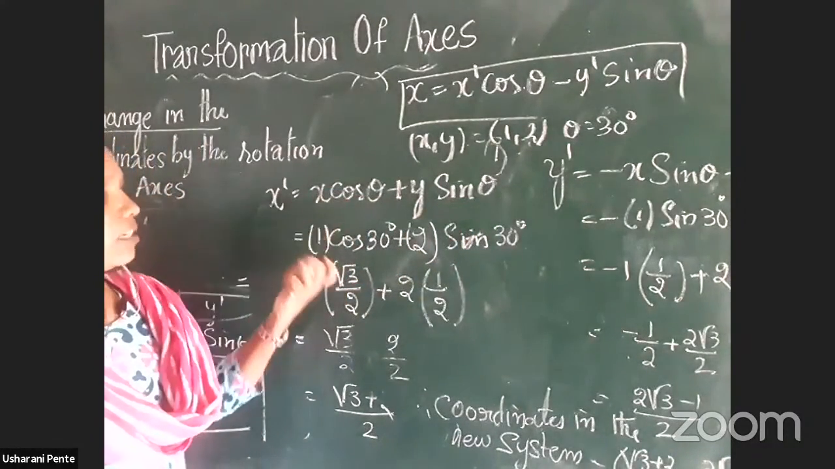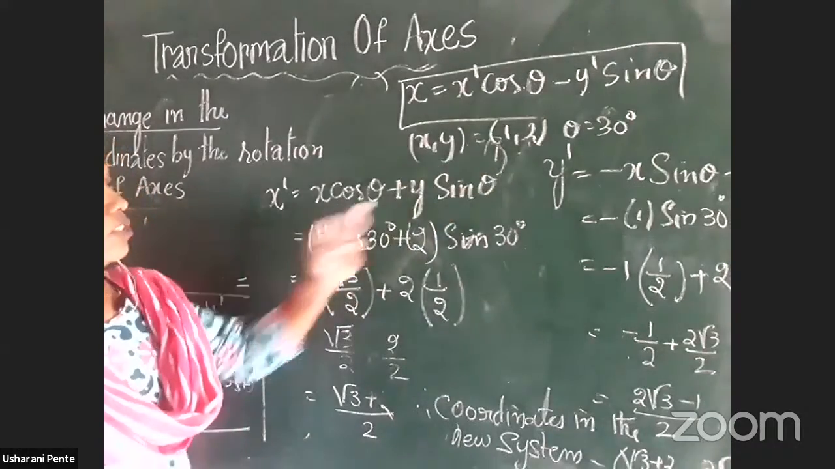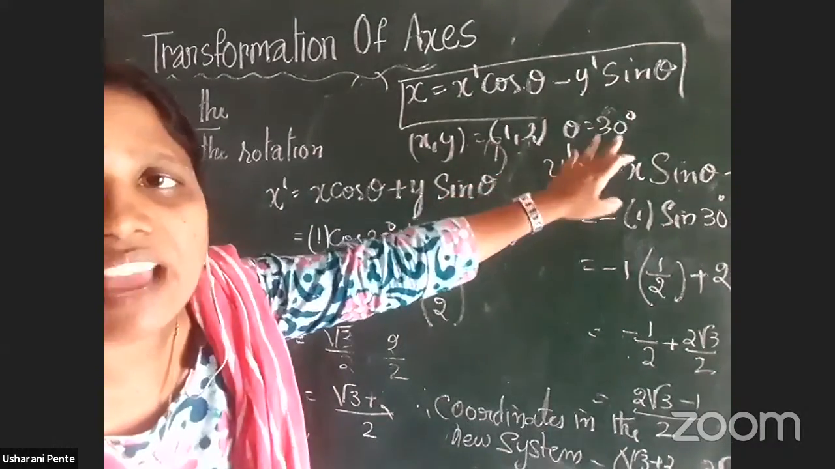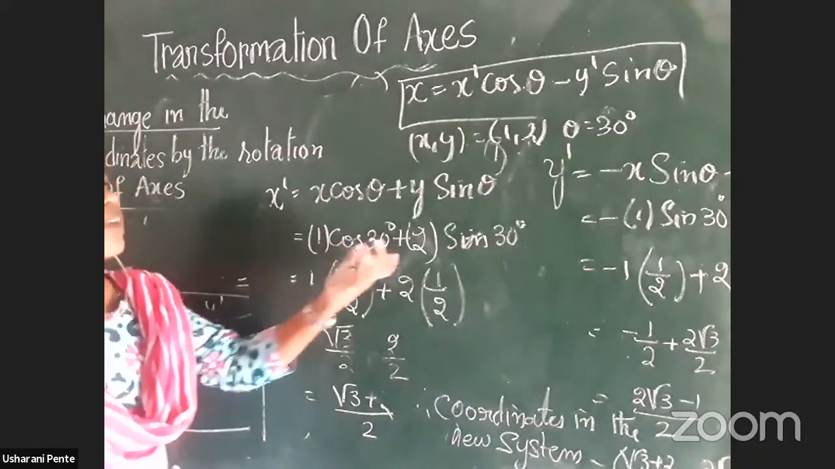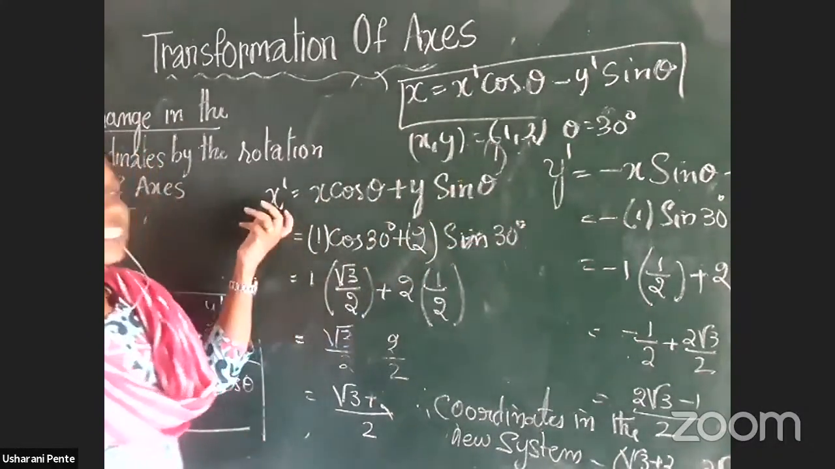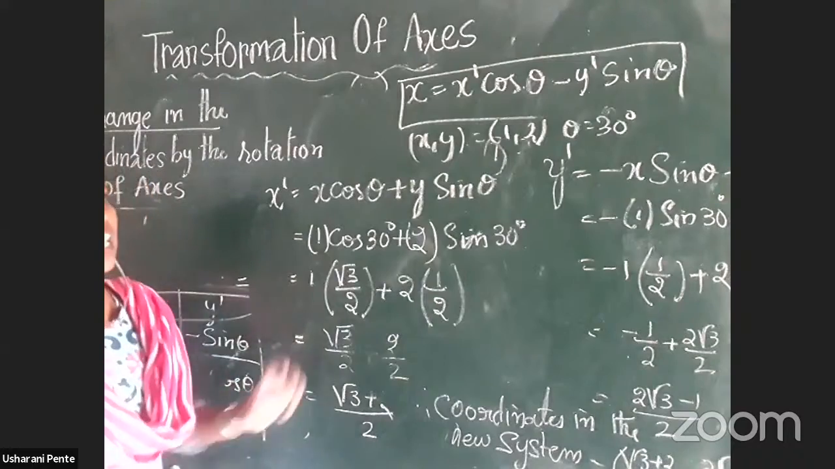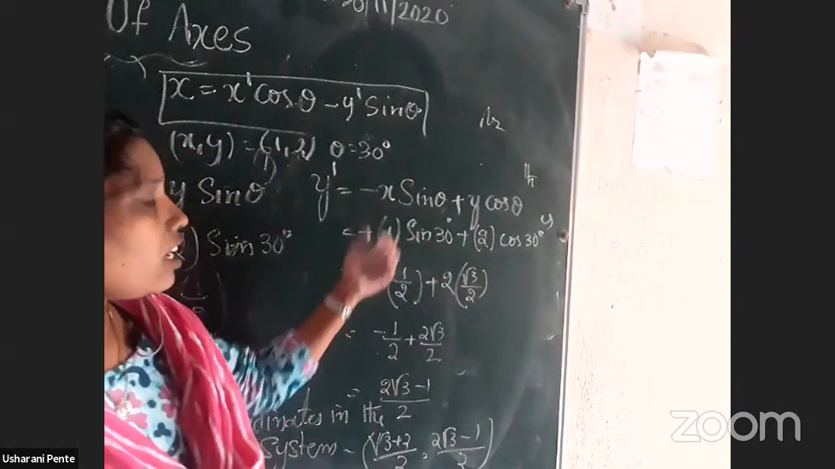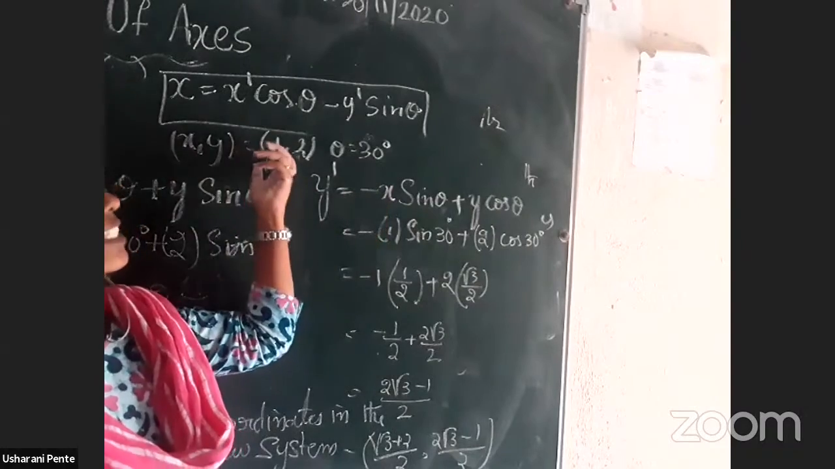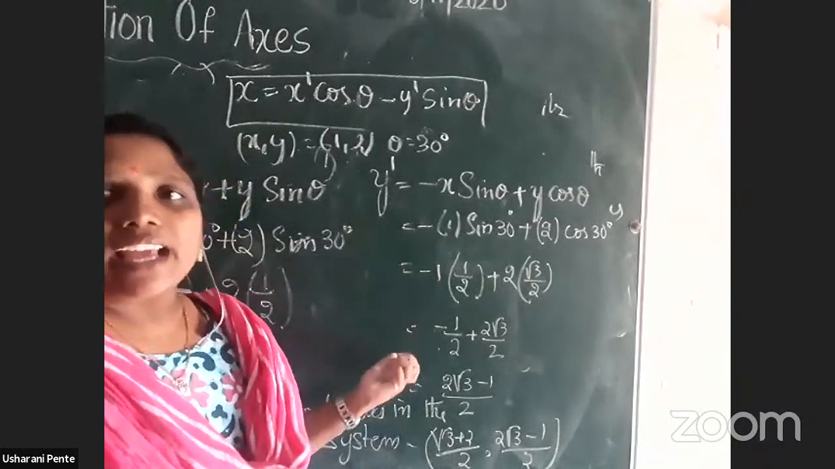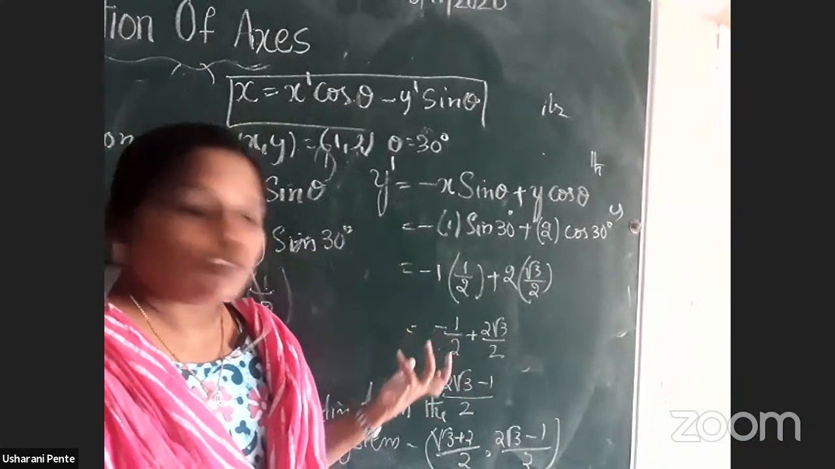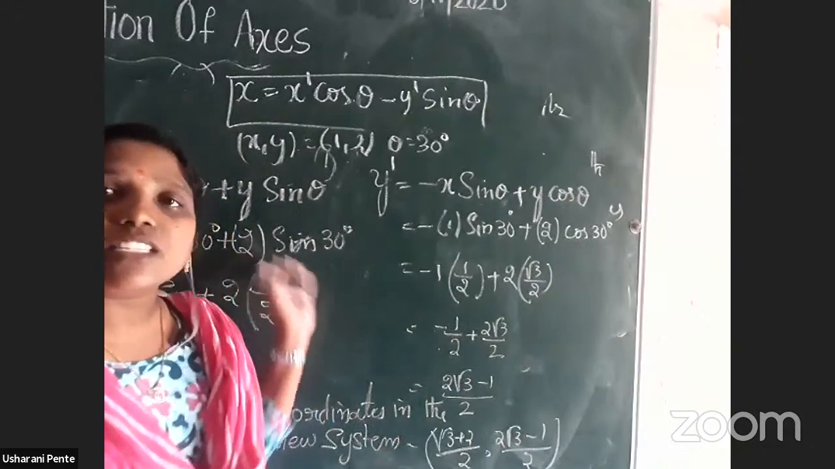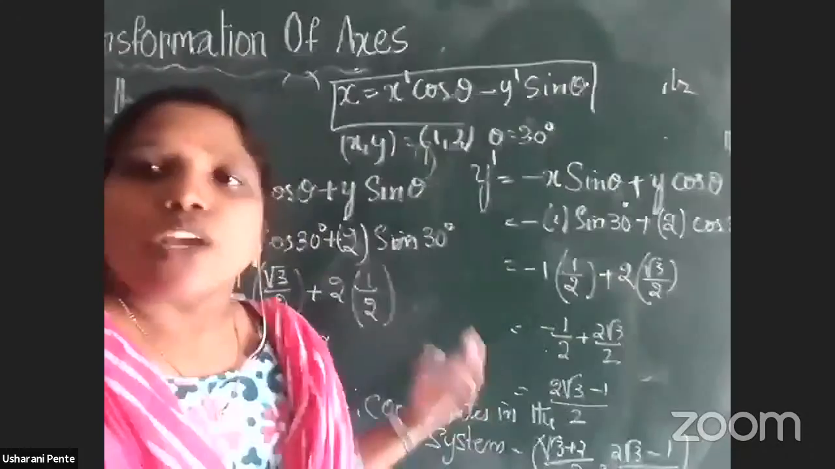In place of x we have 1, in place of y we have 2, and in place of theta we have 30 degrees. Just by substituting these values in this equation, we'll get the x coordinate in the new axis. And y dash is equal to minus x sin theta plus y cos theta. By substituting the values of x, y and theta equal to 30 degrees in this, we'll get the y coordinate with reference to the new axis. Hence, this is the way we find the coordinates in the new axis.